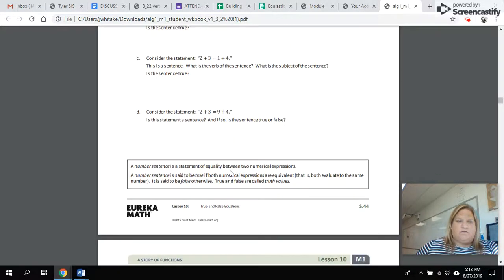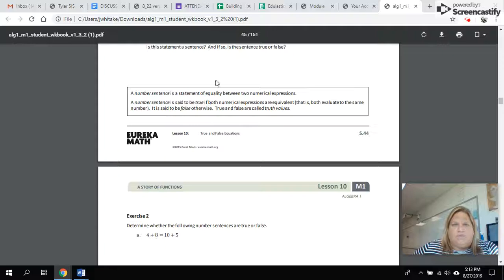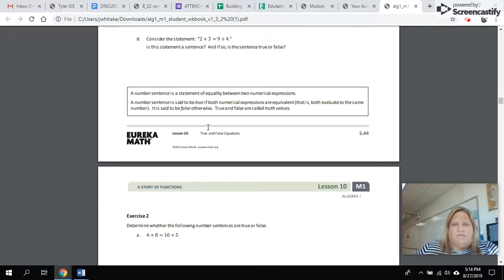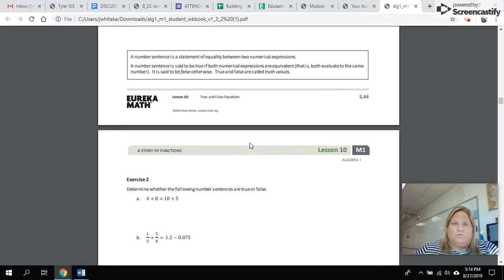We have some definitions here at the bottom of your page. A number sentence is a statement of equality between two numerical expressions. Like 2 plus 3 is a numerical expression, 9 plus 4 is a numerical expression. It becomes an equation because we add the equal sign. A number sentence is said to be true if the left equals the right, so both sides have to equal the same number. If not, then we know it's false, and that is called a truth value. So when we assign it true or false, we're giving it an actual truth value.